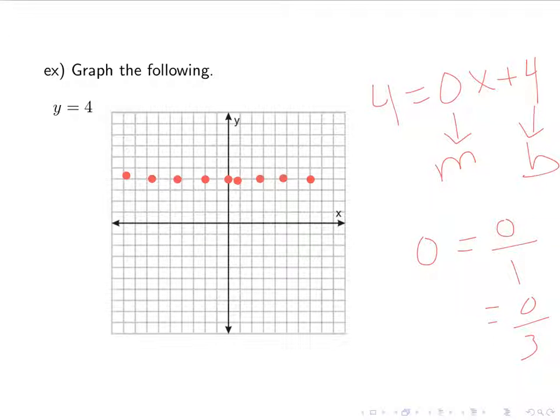And if I'm not running at all, then I'm staying at 4. And this will give me, when I connect them, a very nice, assuming I do it correctly, horizontal line. So y equals 4 is the horizontal line at the height of 4. No matter what x is, y is 4.